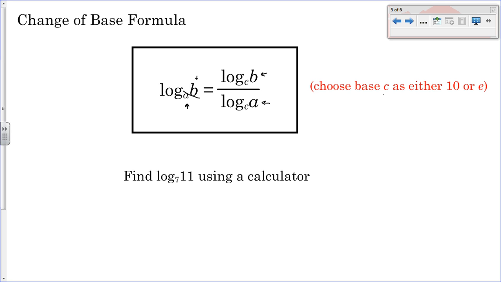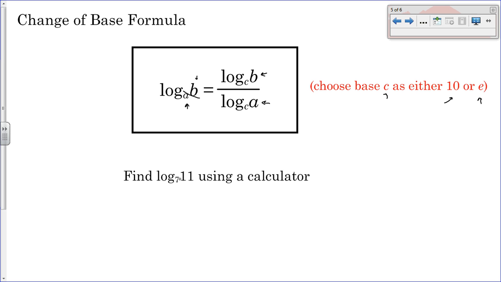Now what you want to do is choose your C, your base, as either 10 or E. Because if you're using the Inspire, you can change the base, but most calculators, you can't change the base of your log. So you either have to leave it as 10 or E in your calculator. But say this is 13, or in our case here, 7. In a normal calculator, you can't change the base to 7.